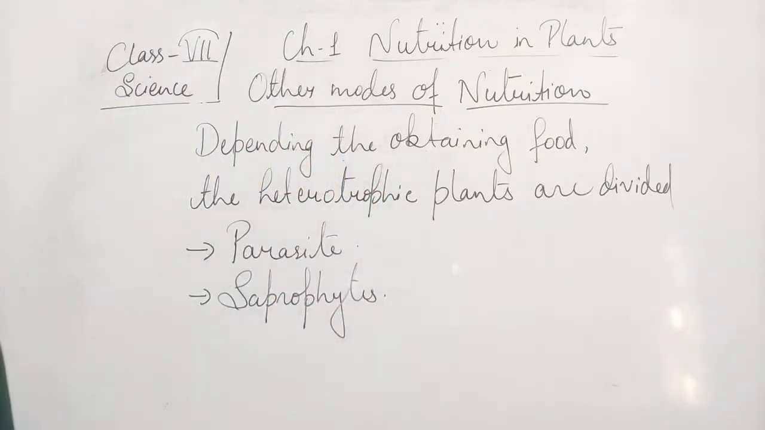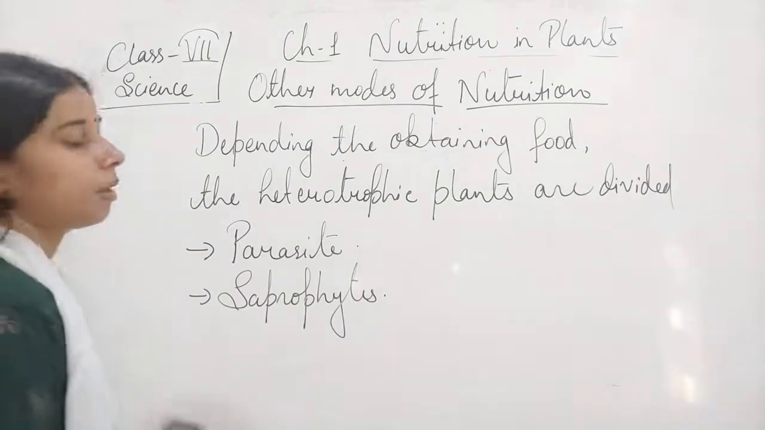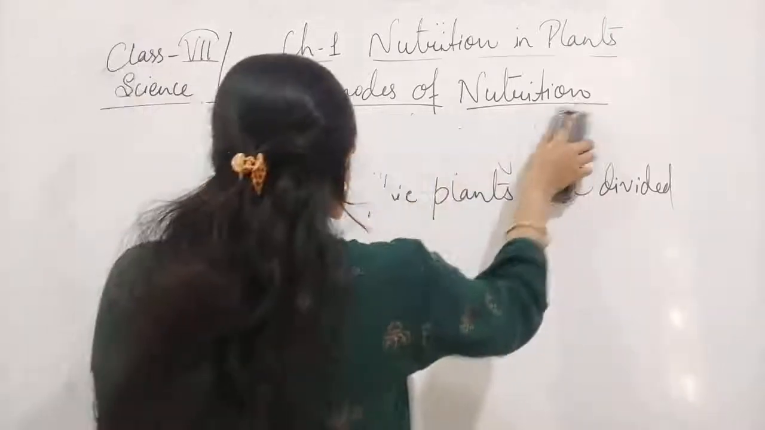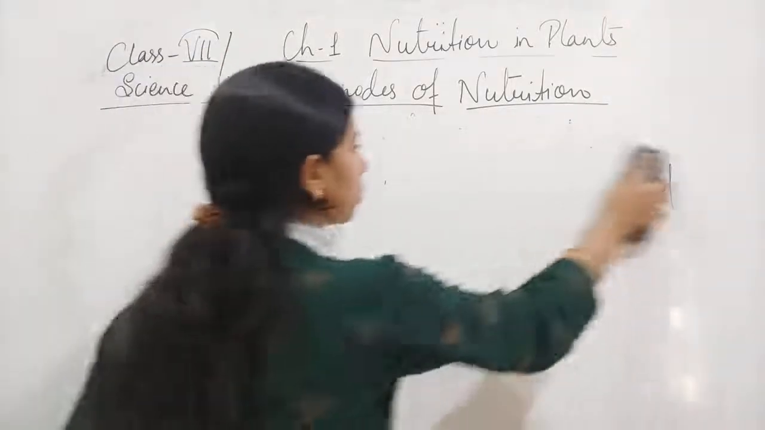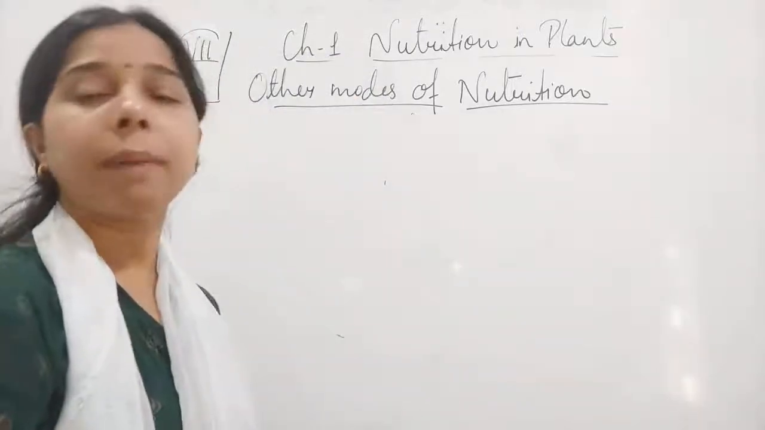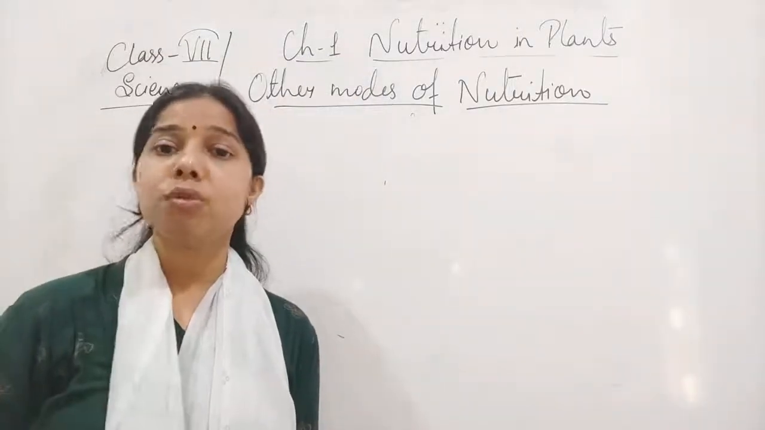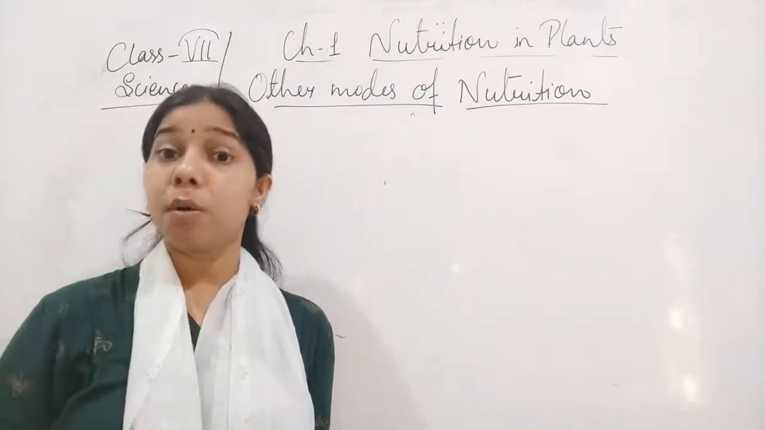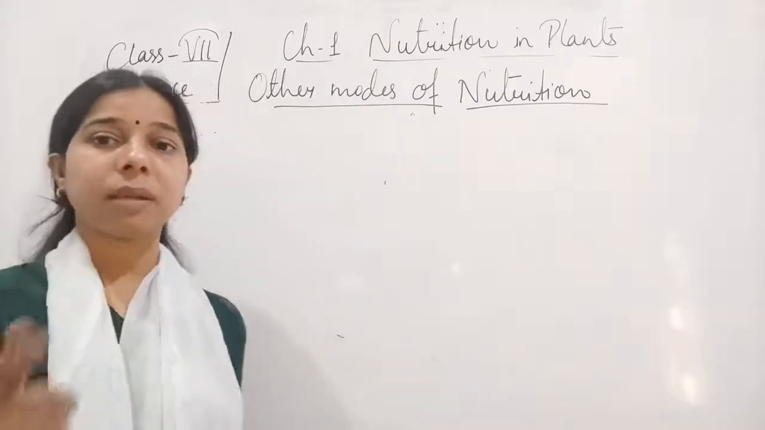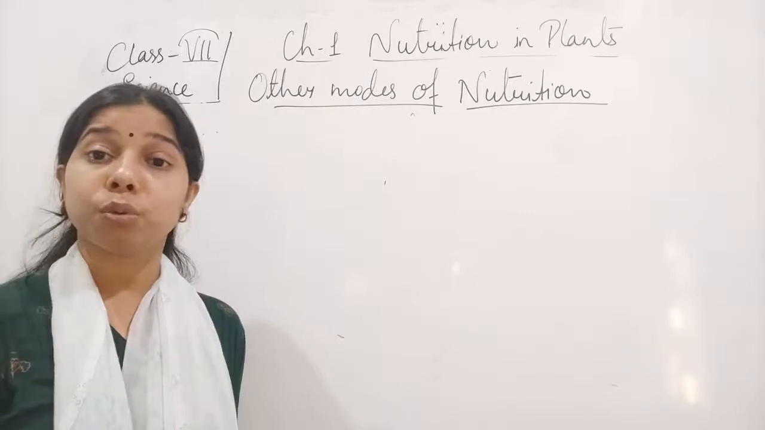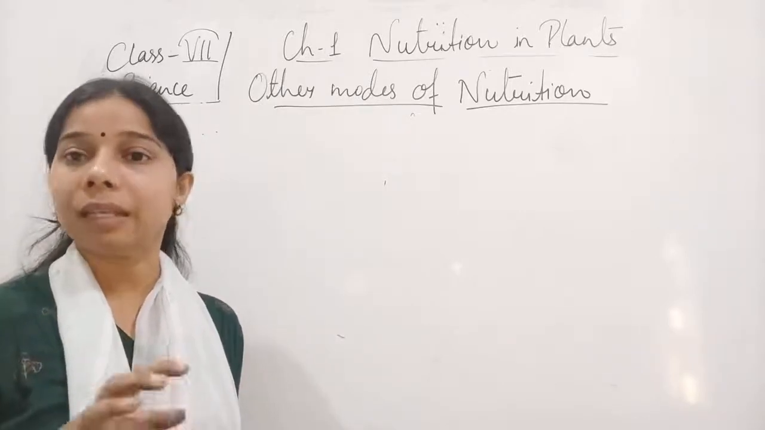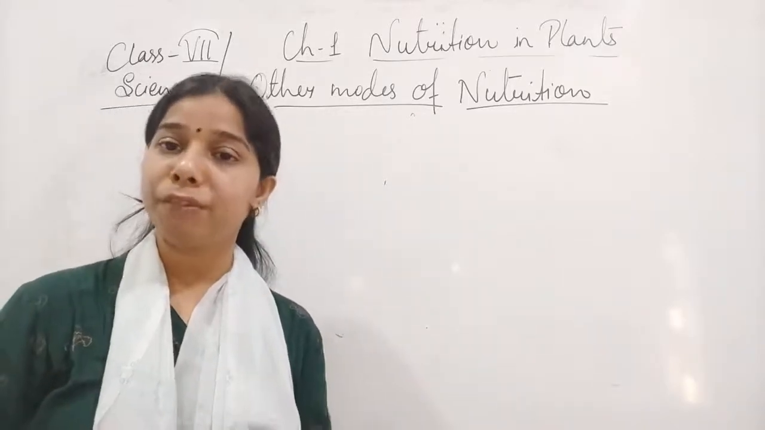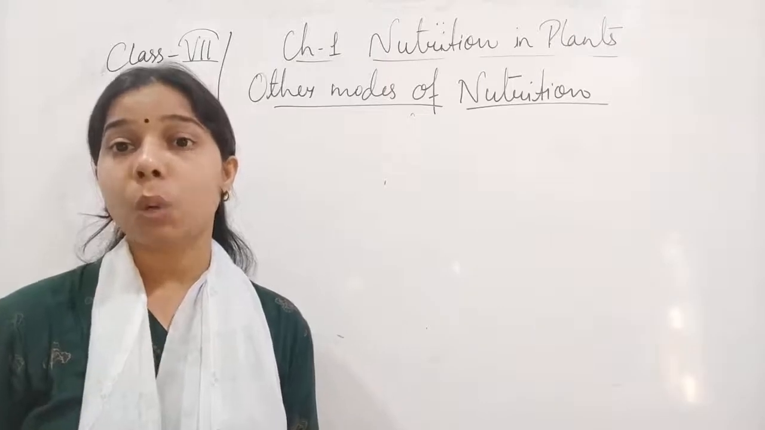Okay, so let us start with the first one, and that is parasite. Parasite, students. So what are parasites? Parasites are actually those organisms which used to obtain their food from the other living organism without killing it. Don't get confused with the parasite and the carnivores. Carnivores are those who used to obtain the food from the other by killing that particular organism. But here, the parasites, they used to obtain the food from the living organism without killing it.